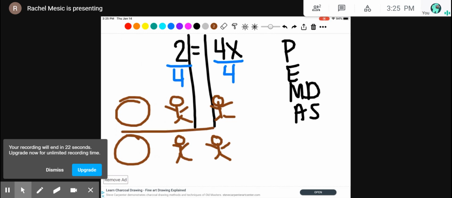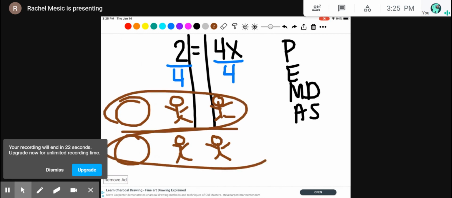Well, these 2 people would probably share that one, and these 2 people would probably share that one. And if they're sharing it, they're going to cut it in half. Each person is going to get a half of a cookie. So our answer is basically 2/4, but we can simplify it to 1/2. So x equals 1/2.